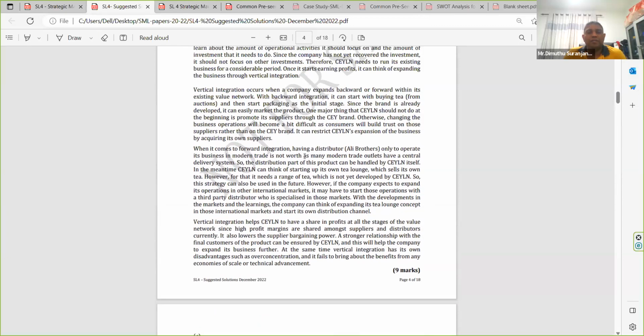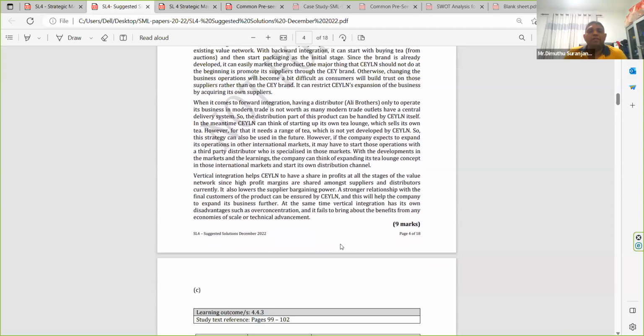Two paras actually he has mentioned. Even see this Ali Brothers, he says that in addition to Ali Brothers, we can also start doing that. Even we can go to the international market and do the distribution work. Then the last para is allocated to talk about the advantages you can obtain from this integration. So the last point I have shown you.